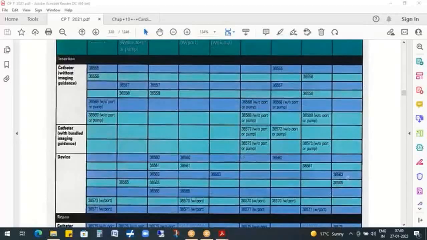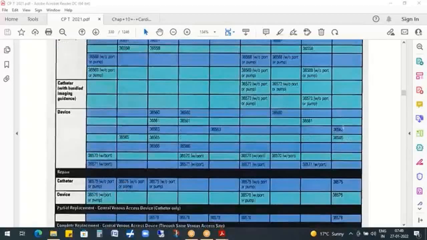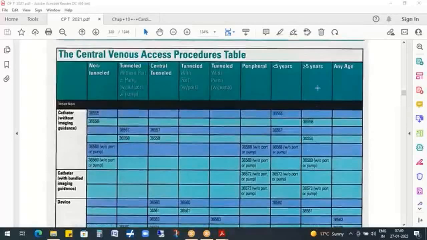If you take the codes 36565, 36563, no need to check the age, any age. It may be 5 years or 10 years. Understood now? The simplest way is to see the age in the code description question first. Directly come to the codes under the age column. Check whether under less than 5 years that code is there, or greater than 5 years, or any age. That is also one of the easiest ways to rule out the options.